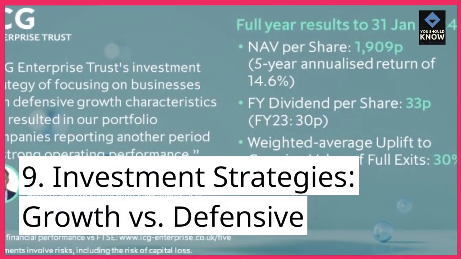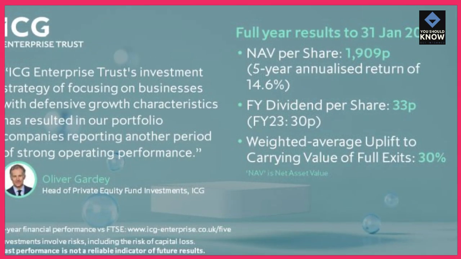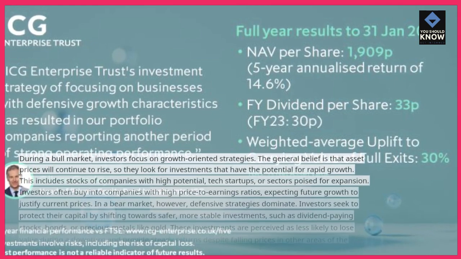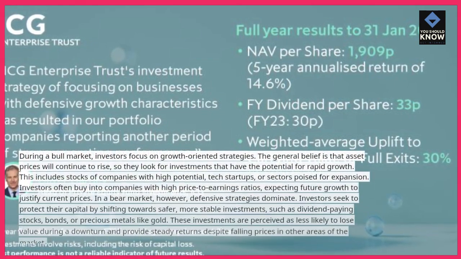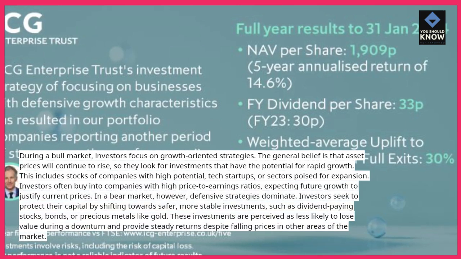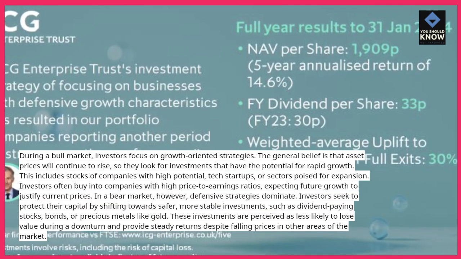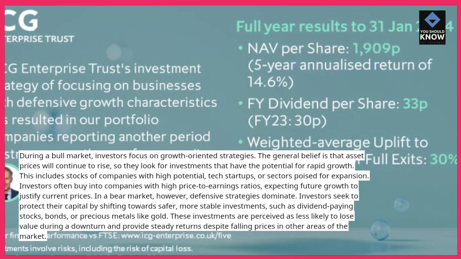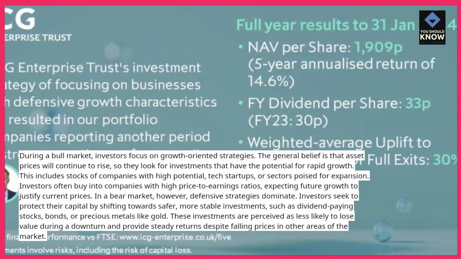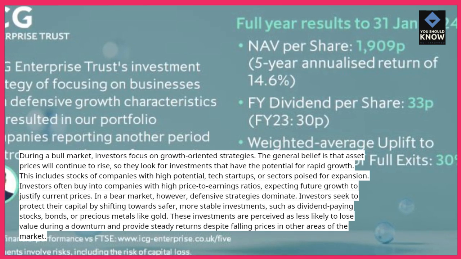9. Investment strategies. Growth versus defensive. During a bull market, investors focus on growth-oriented strategies. The general belief is that asset prices will continue to rise, so they look for investments that have the potential for rapid growth. This includes stocks of companies with high potential, tech startups, or sectors poised for expansion.